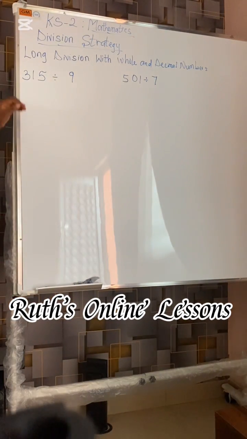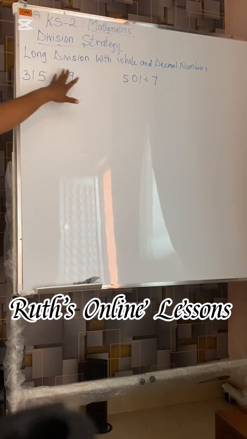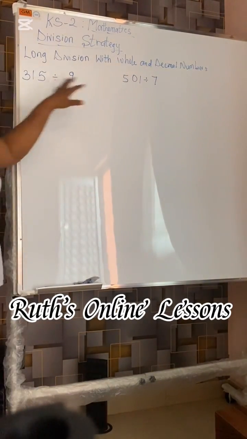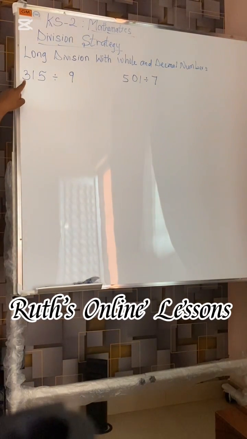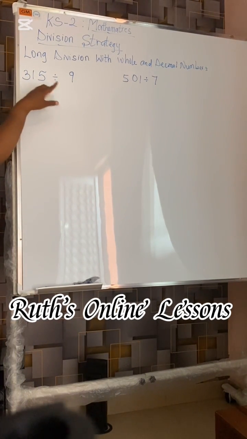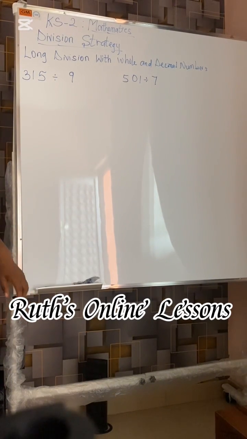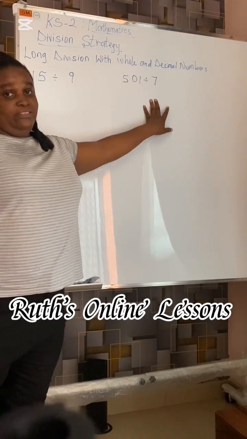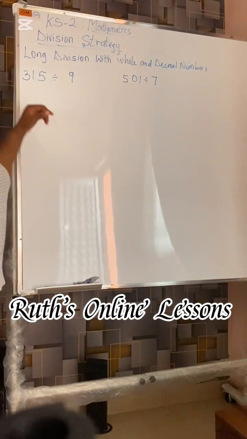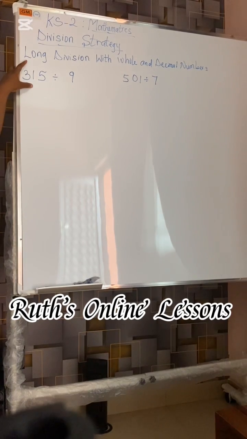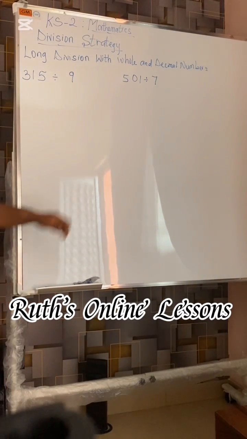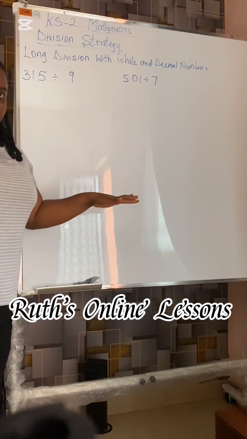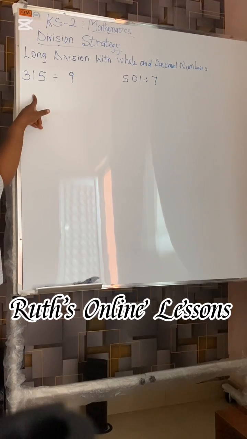All right, I want us to try long division with whole numbers. I'm going to introduce decimals much later, but let's take these whole numbers first. This is 315 divided by 9, the first one I'm going to work out, and 501 divided by 7. If we do 315 divided by 9, we'll get an answer, which is the quotient, without a remainder, because 9 is a factor of this number.